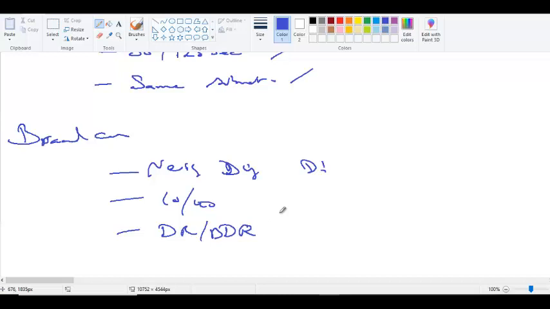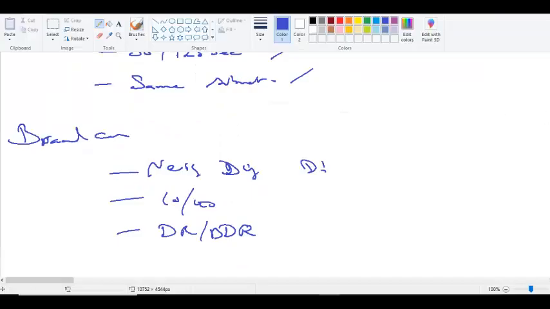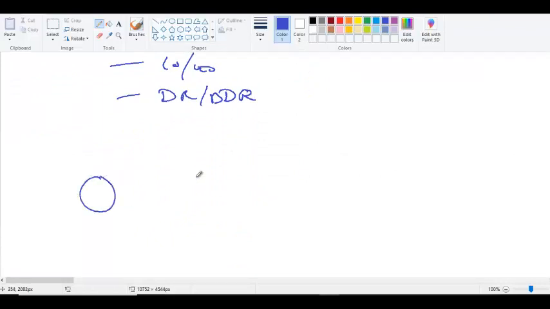Right, but it won't be needed because we don't have non-broadcast. But tomorrow I'm going to simulate that old technology, non-broadcast, and then show you all these five. Okay, so let's start.